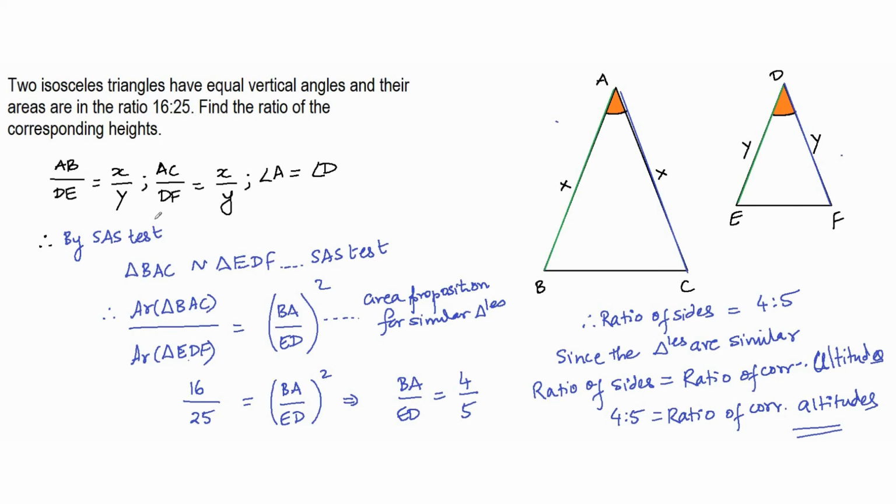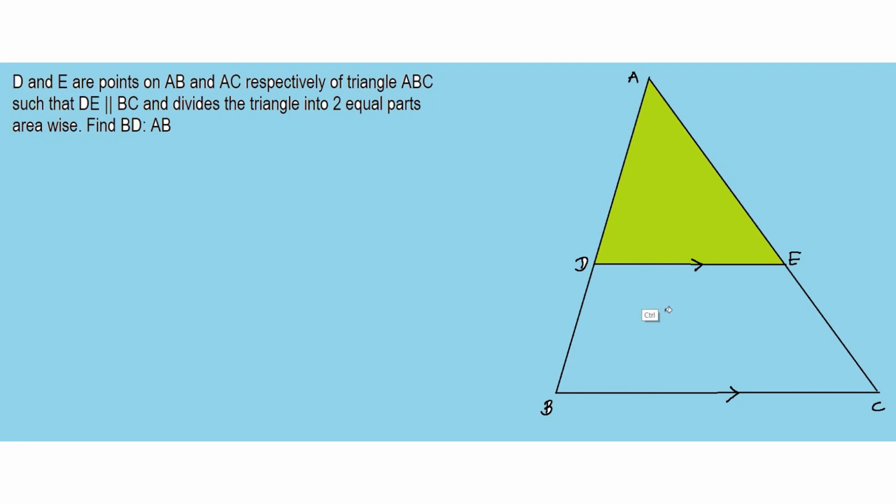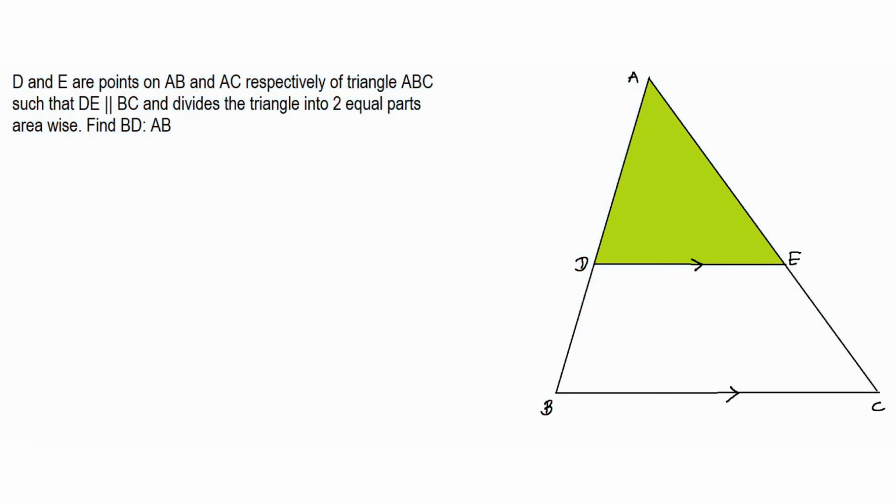Moving on to the next question. It's given that D and E are points on AB and AC respectively, such that DE is parallel to BC. And DE divides the triangle into two equal parts area-wise. That means the area of triangle ADE is equal to the area of DEBC, right? The area of triangle ADE is equal to the area of the quadrilateral, or area of the trapezium. This is going to be a trapezium BDEC. We have to find the ratio of BD to AB, right?